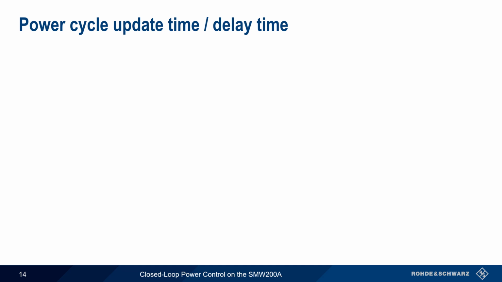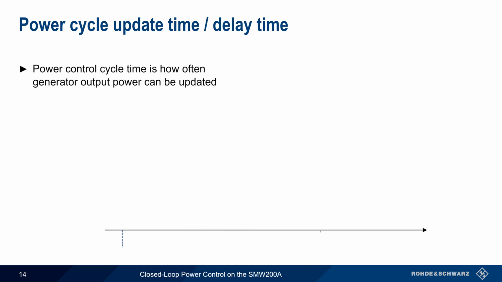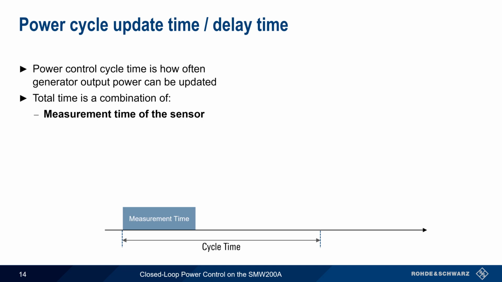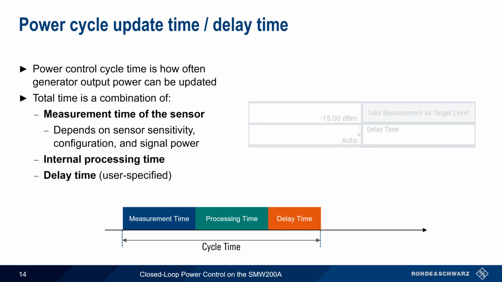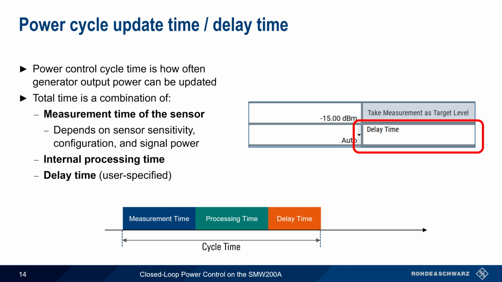Before we conclude this presentation, let's look at a few additional configuration settings. The interval at which the generator can update output power is called the power control cycle time. This interval is a function of three things. The first is the amount of time it takes the sensor to make a measurement. This in turn depends on the sensor sensitivity and configuration, as well as the power of the measured signal. After measuring the signal, the system then needs some time for internal processing. The delay time parameter simply allows the user to specify an additional delay before the next cycle begins. Note that typical cycle times are on the order of tens of milliseconds.